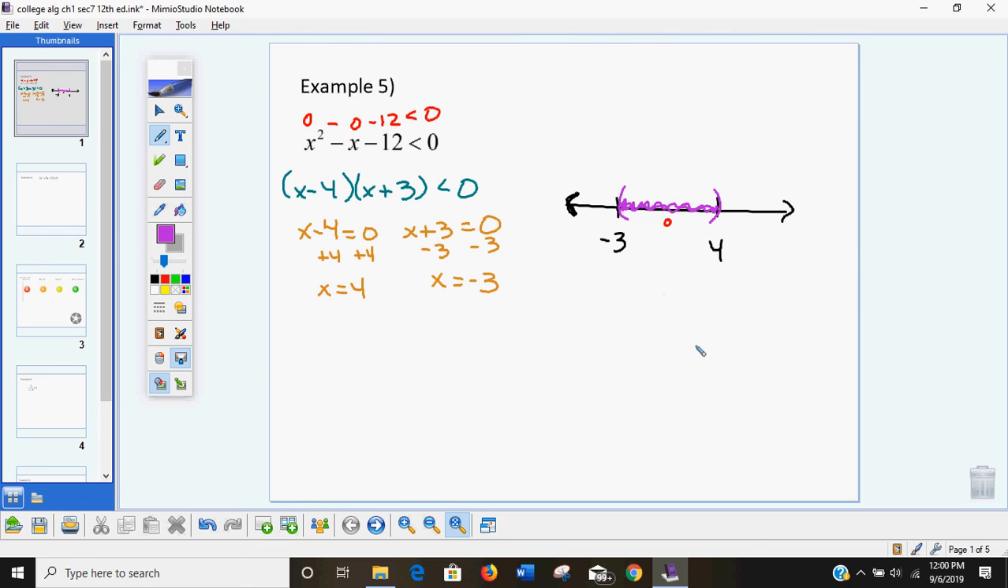Now let's do interval notation. My left endpoint, remember we're looking at the shaded area, is negative 3 with a parenthesis, comma, and then we look at our right endpoint, which is positive 4, and it has a parenthesis. So this would be interval notation that gives you all of the answers that make this a true statement.